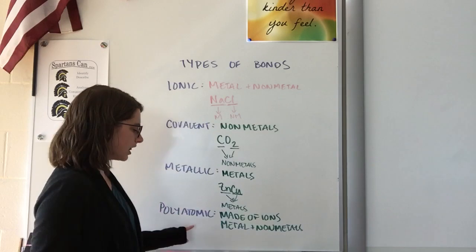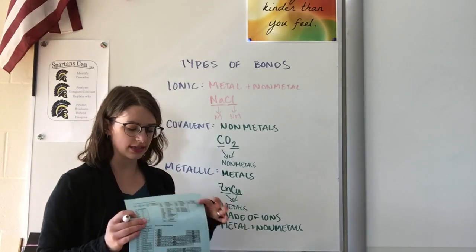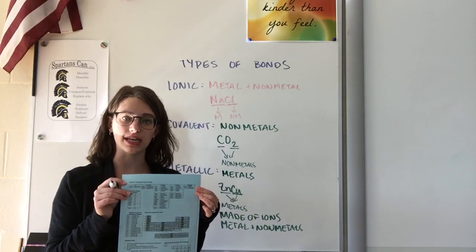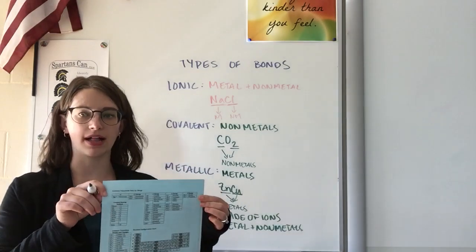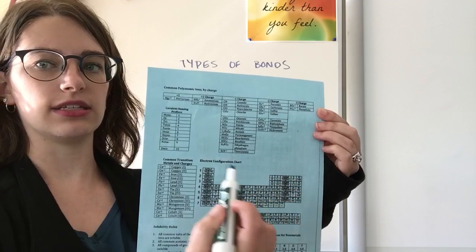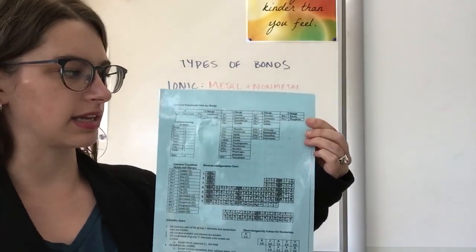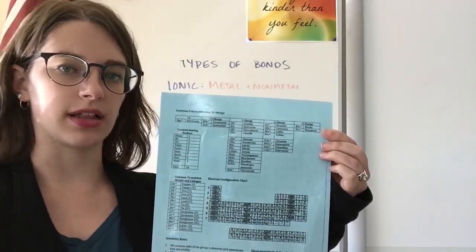For polyatomic, just to clarify those a little bit, there is a list on the back of your periodic table of all of our common polyatomic ions. So if it shows up back here in this big table on the back at the top of your periodic table, those are all of our polyatomic ions. So if you see a compound that contains any of those, it's probably a polyatomic compound.